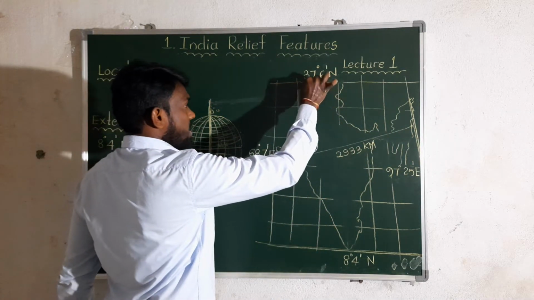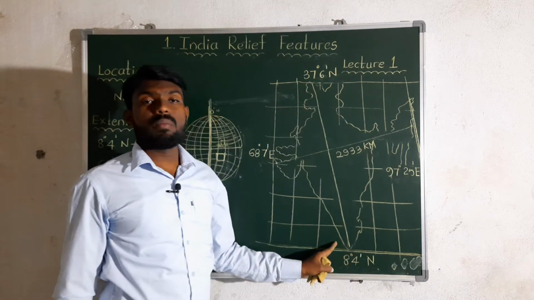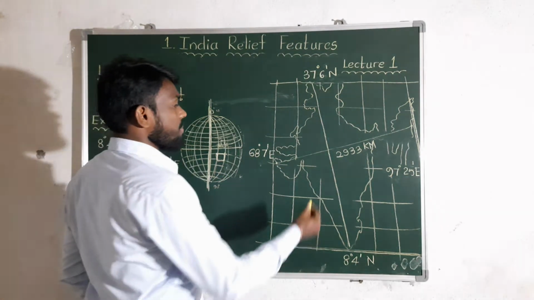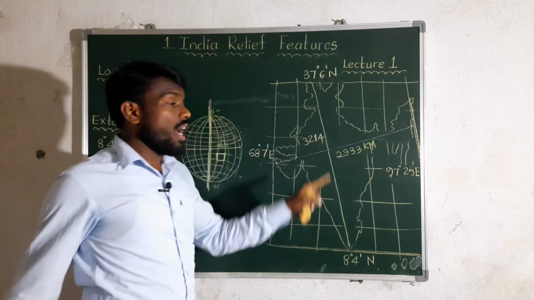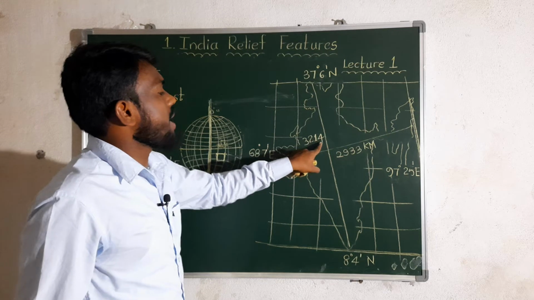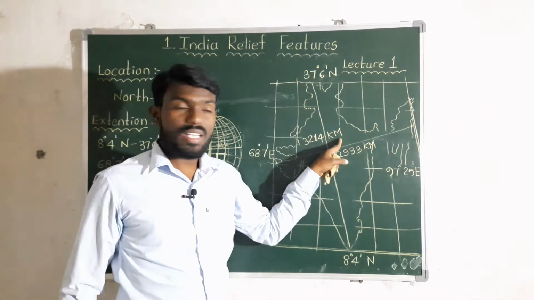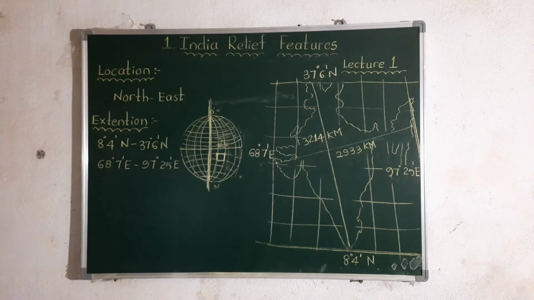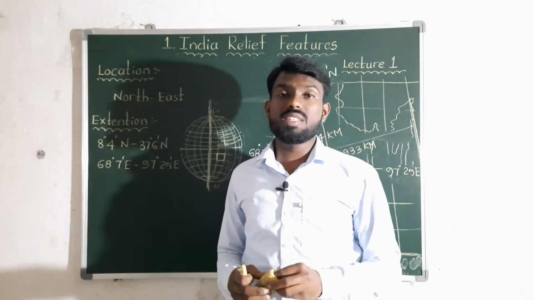And now from north to south, the distance between the northernmost point and the southernmost point is very easy to remember. 1 2 3 4, write down 1 2 3 from right to left, and here the last 4, which is 3214 kilometers. The distance between north to south is 3214 kilometers, and from east to west, 2933 kilometers. Just remember this. Okay, next we are going to explore the geographical background.